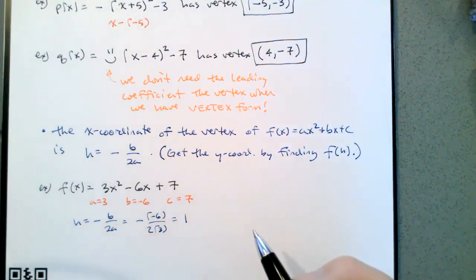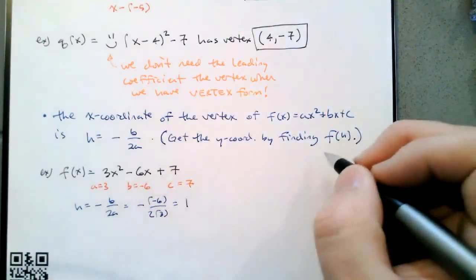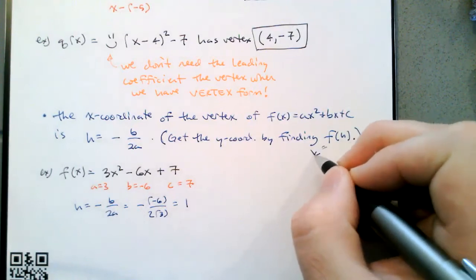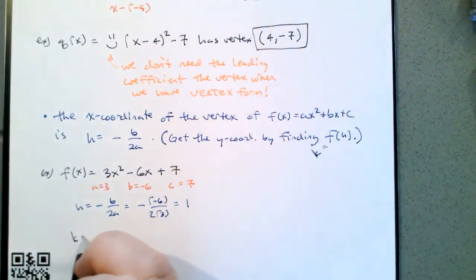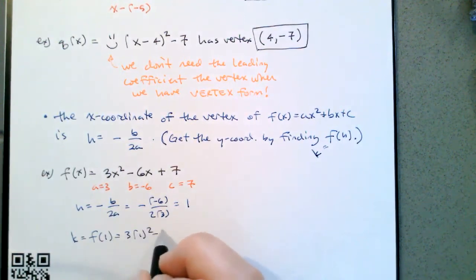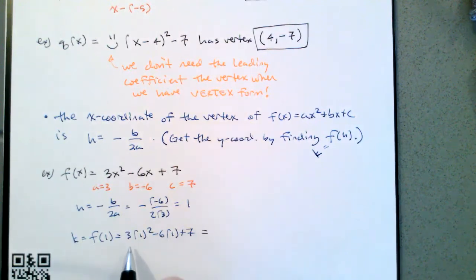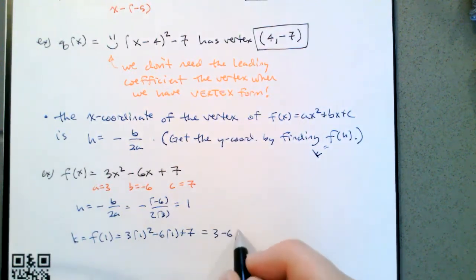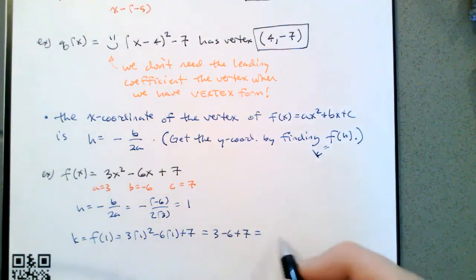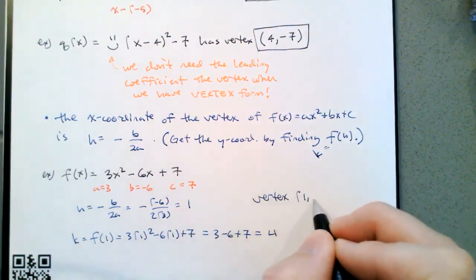To find the y-coordinate of the vertex, k, we just plug 1 into the function. So k equals f at h. So k is equal to f at 1. So 3 times 1 squared minus 6 times 1 plus 7. So we get 3 minus 6 plus 7, 4. So the vertex is 1, 4.